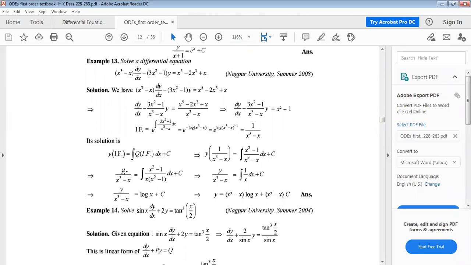Now this can be written as y divided by this x cube minus x. The x square minus 1 cancels, leaving 1 by x, whose integral is log x. Then y equals this multiplied with x cube minus x on both sides, then we get this. This is actually the result.